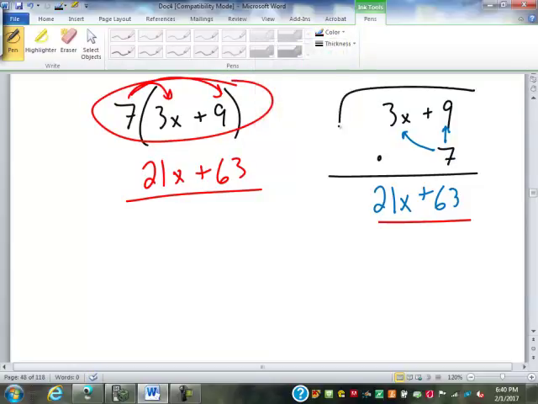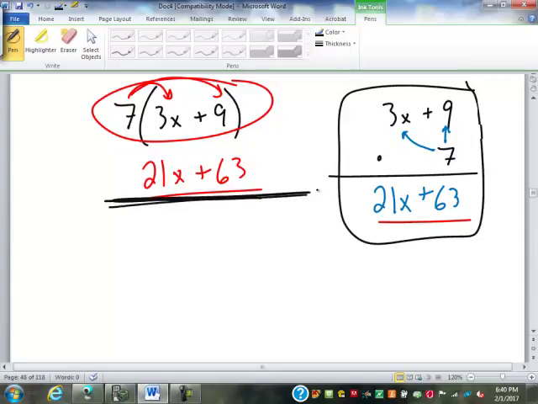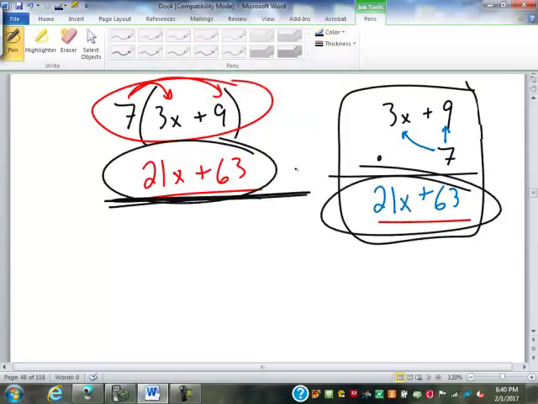Is there anybody that really, really prefers doing it the long way? Okay, then I'm going to be using the distributing shortcut from now on today. So the answer would be 21x plus 63. You have to have that operation in there to connect them. So it's a positive 63, so you put a plus in there. Negative 63 would be a minus.